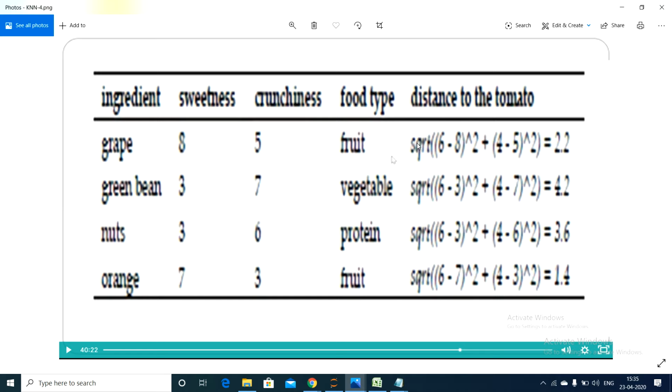The sweetness of tomato is 6 and crunchiness is 4. The sweetness of grape is 8, crunchiness is 5. So if I calculate that, 6 minus 8 whole square plus 4 minus 5 whole square, 6 minus 8 is 2, 2 square is 4, 4 plus 1 is 5, and the square root of 5 is 2.2. So now I have calculated for all the categories.